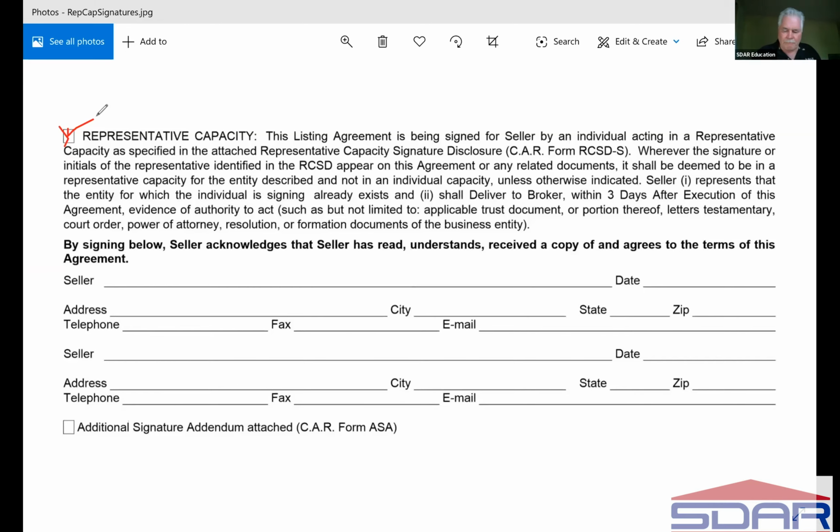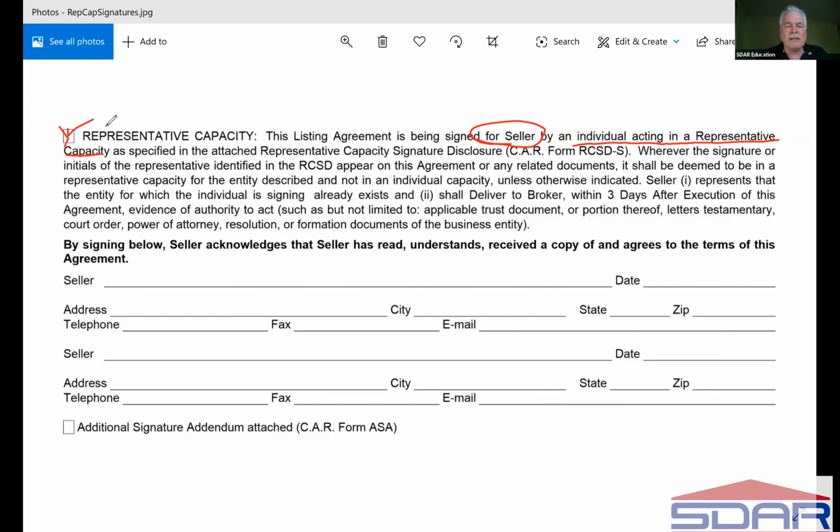This listing agreement is being signed by the seller, for the seller, by an individual acting in a representative capacity. Some of you will remember this form is only about 5 or 6 years old. We had to create it because people were writing comma TTEE, comma trustee, coming up with all kinds of variations on a theme. We just wanted to make it easy on everybody: where I sign things with my name, I am signing on behalf of this other entity. I'm going to go through this paragraph and then we're going to look at the form.